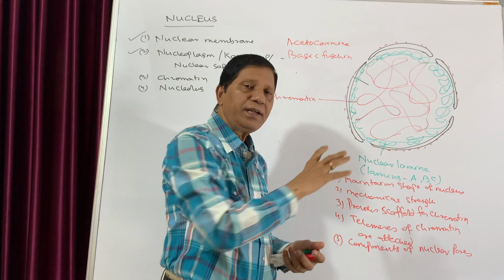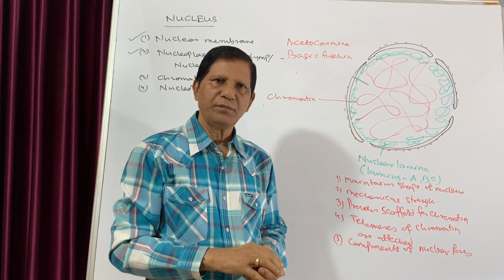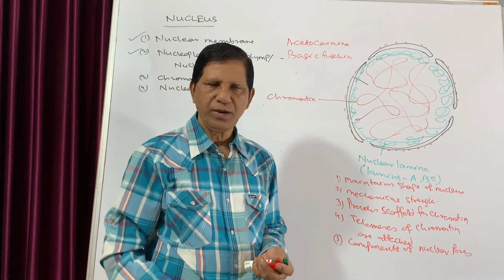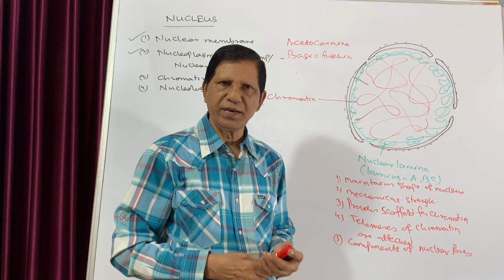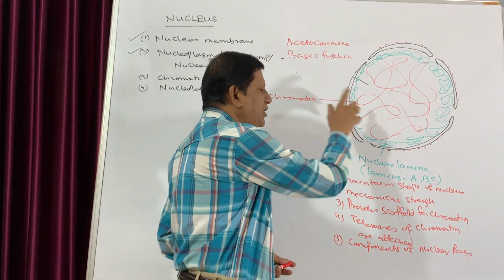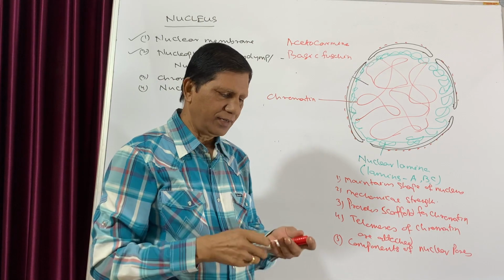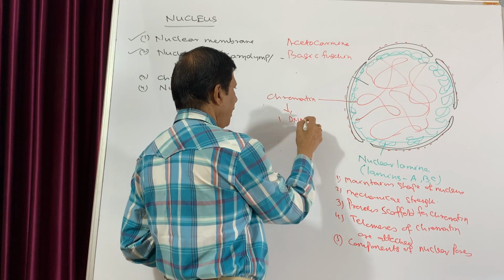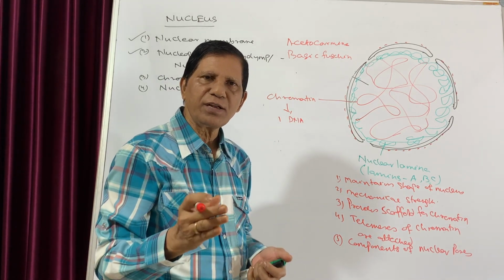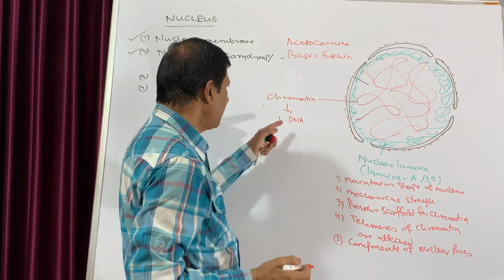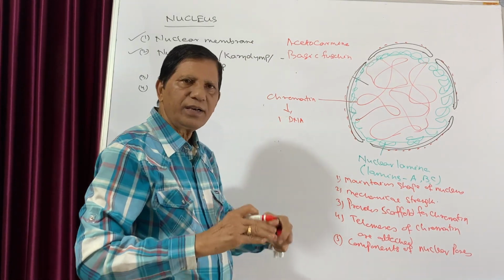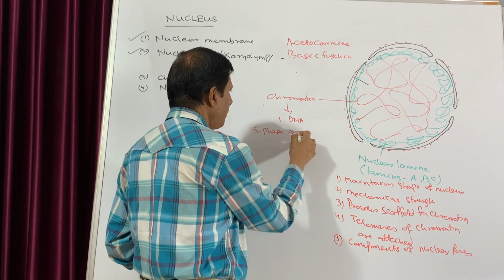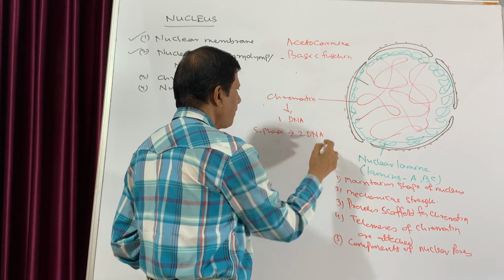Now this chromatin of interphase stage becomes condensed to form chromosomes during cell division. Here are some important points, so listen very carefully. Each chromatin has only one DNA. This is very important. But we know that each chromosome has two DNA. So what happens? During S phase, the chromatin doubles, so that each chromosome has two DNA molecules.